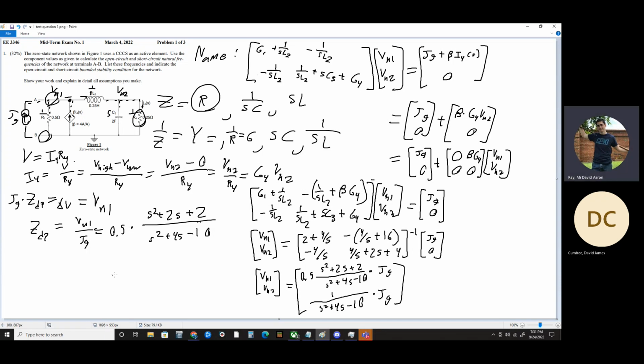And so from there, we can use the quadratic formula to find out our numerator and denominator. It's good to keep in mind that for Z, it's going to be your short circuit frequencies on top, and then your open circuit frequencies on bottom, or in the denominator.